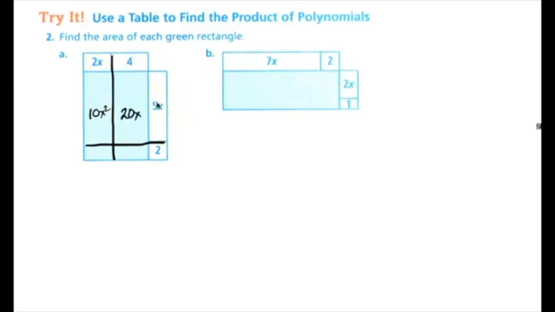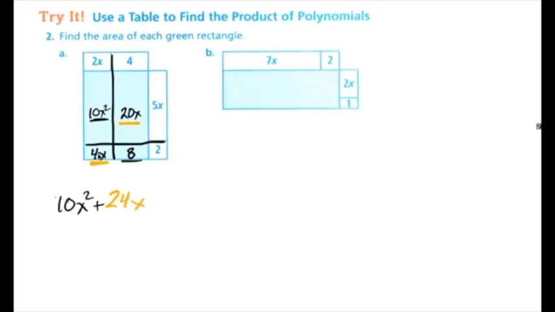And keep in mind, we're multiplying. When you find the area, you multiply. To find this little box here, it'll be 2 times 4, 8. And then this area here will be 2x times 2, 4x. In this case, I can actually add up like terms. These two right here, they're both x's. I can actually add them up. 20x plus 4x will give me 24x. And I still need my 10x squared and my 8. You want to go in order. 10x squared should be in front, then 24x, and then the 8. So that's what's going on there.